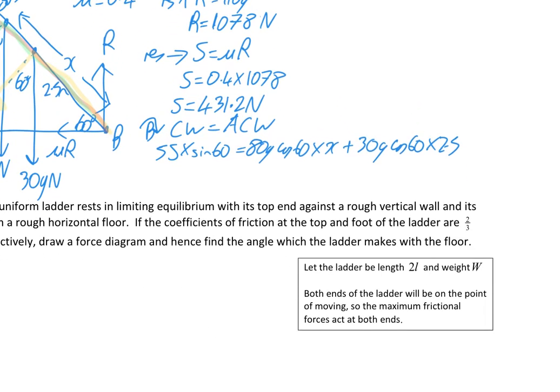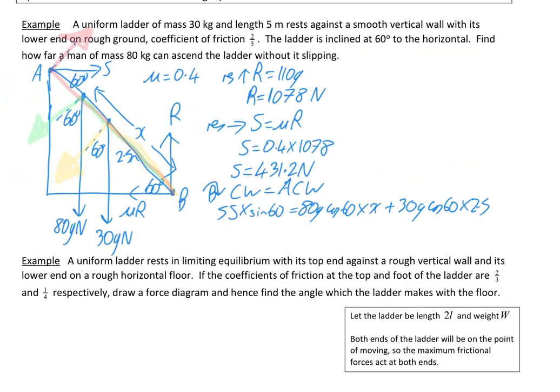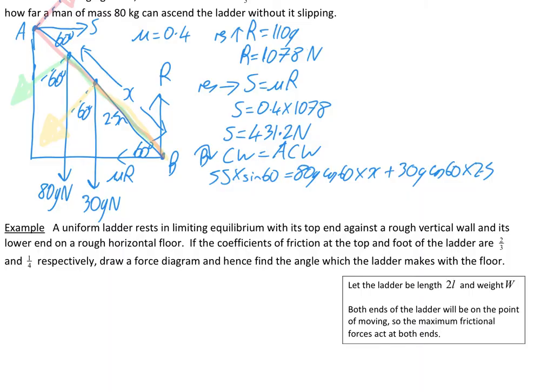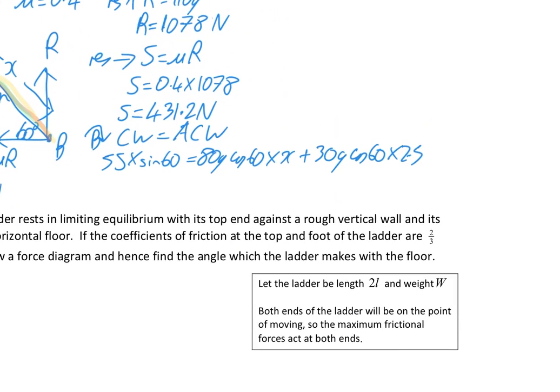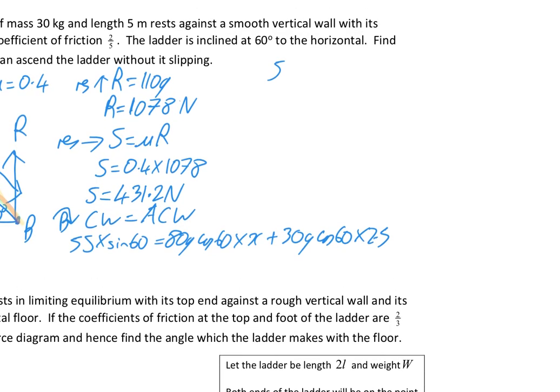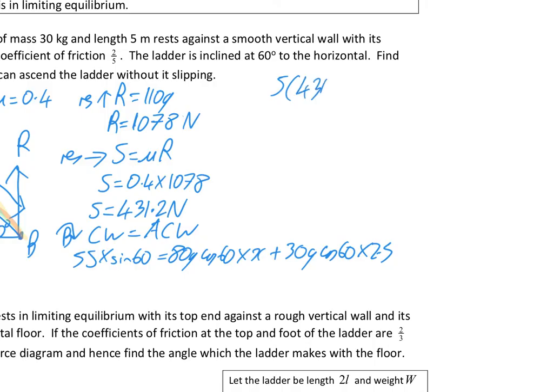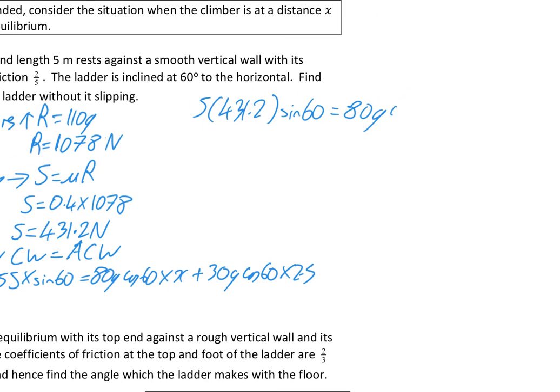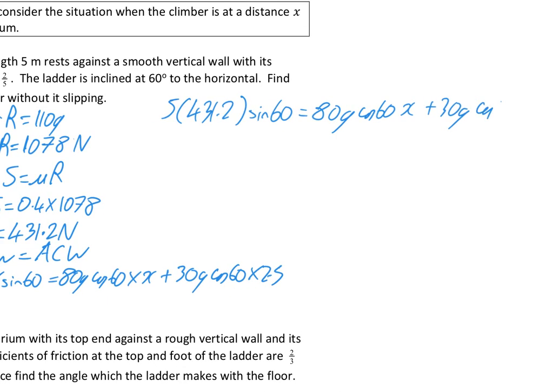Okay, I would do most of this in my calculator. We know our S, I should have written in my S there as well. Let me just write that all down again, over here if I run out of space. So instead of the S, I'm going to write what S was. S was 431.2, and then that was times sine of 60 is equal to 80G times my cos of 60 times X plus 30G times cos of 60 times 2.5.